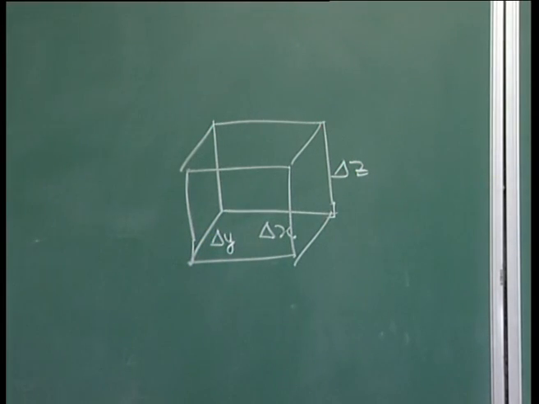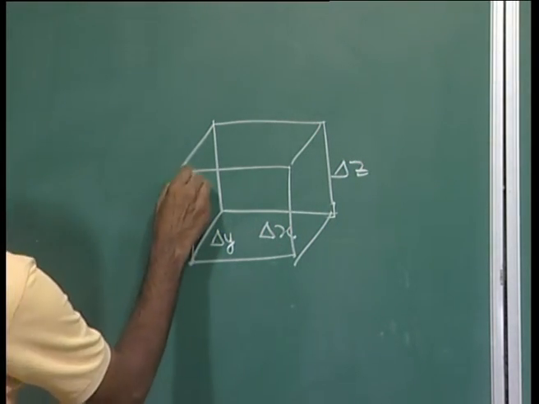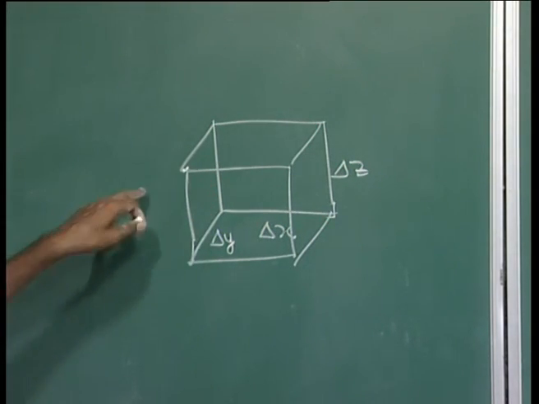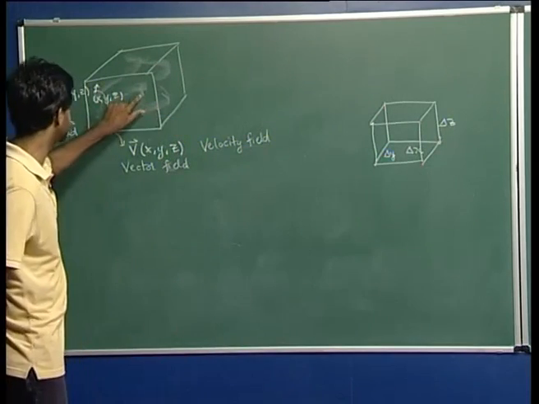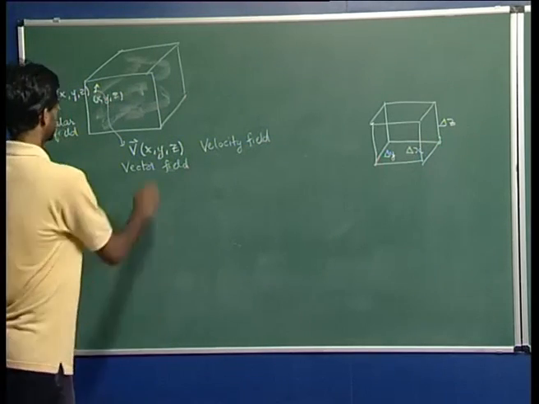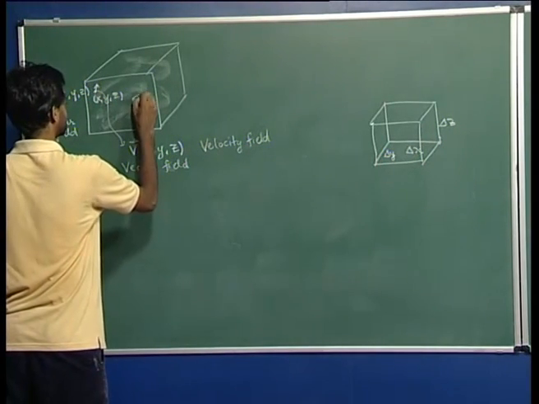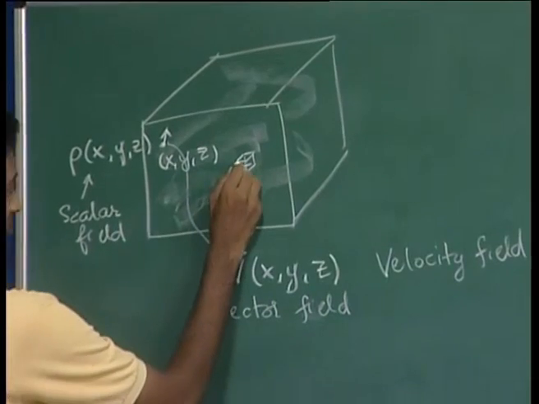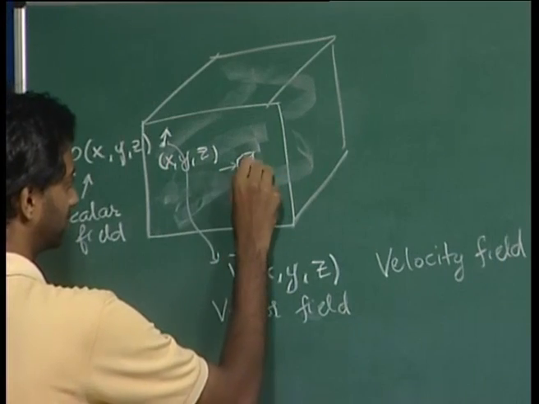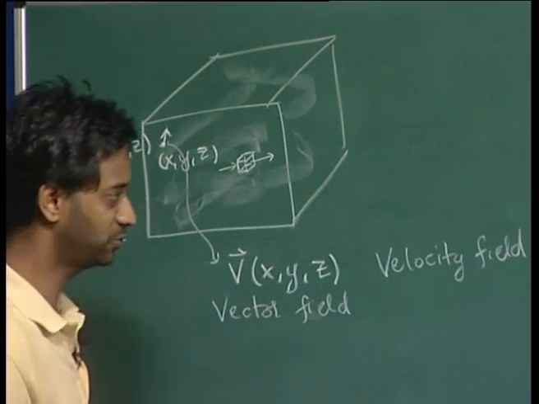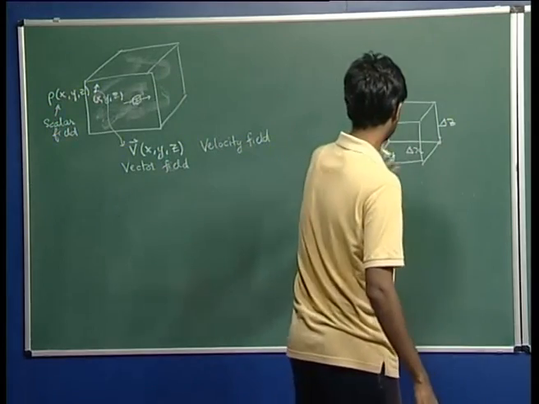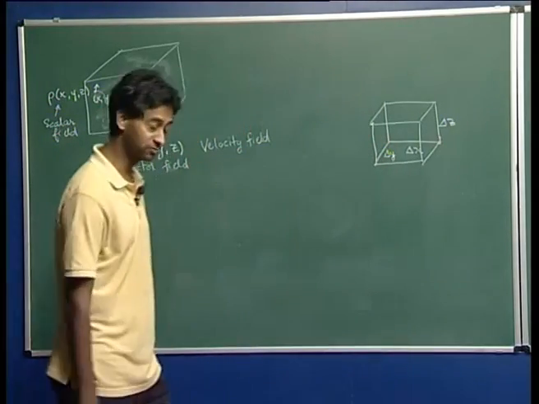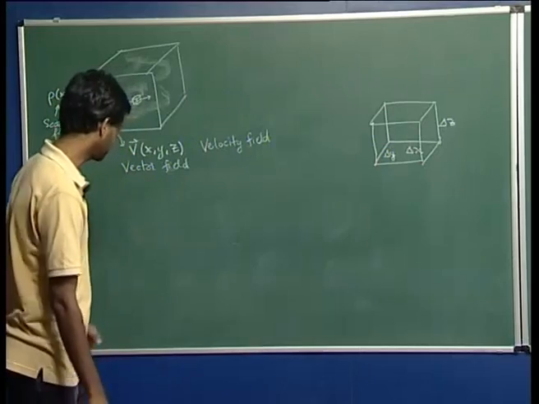Suppose I had a volume delta x, delta y, delta z, and I want to ask what is the net amount of fluid that flows into this volume. Imagine that this is a very small volume lying somewhere in the fluid. Fluid is flowing in and fluid flowing out, and you want to ask what is the rate of change of matter in this fluid.